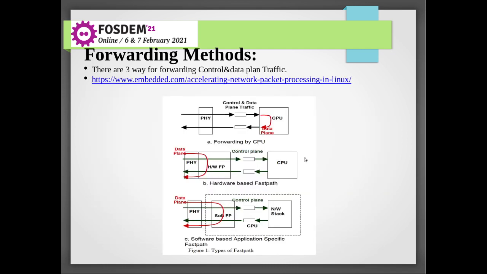There are three ways for forwarding control and data plane traffic. In the first picture, the forwarding is done by the CPU. In the second, the forwarding is done by a specific NIC driver. And the third is as done in LREProxy in the kernel space.